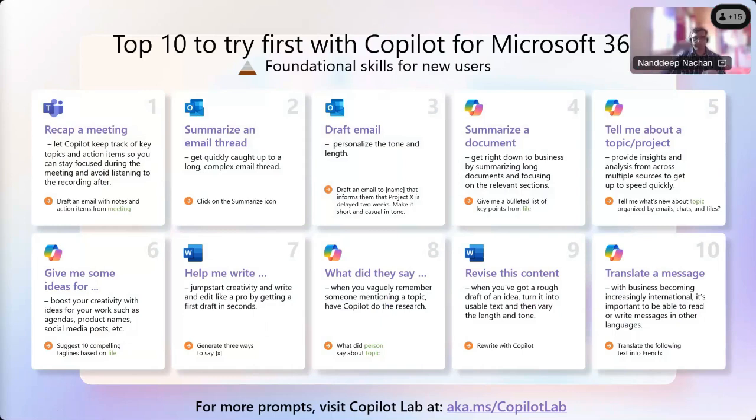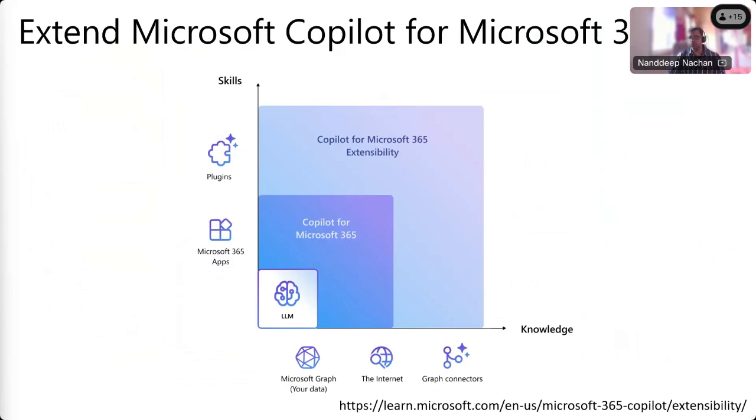All right, so now let's come to this part. Copilot for Microsoft 365 helps people work better with Microsoft programs like Word and Excel that we have seen. It is very good at tasks like understanding, summarizing, predicting, and translating. When it comes to extending Copilot for Microsoft 365, on the x-axis we have knowledge.